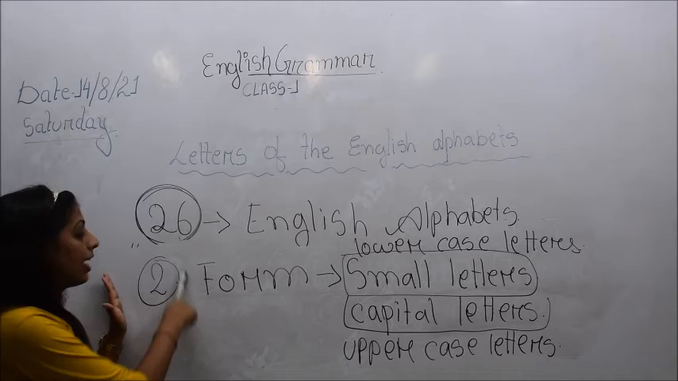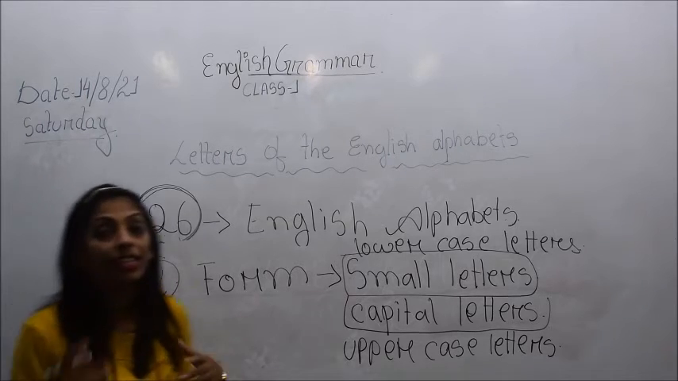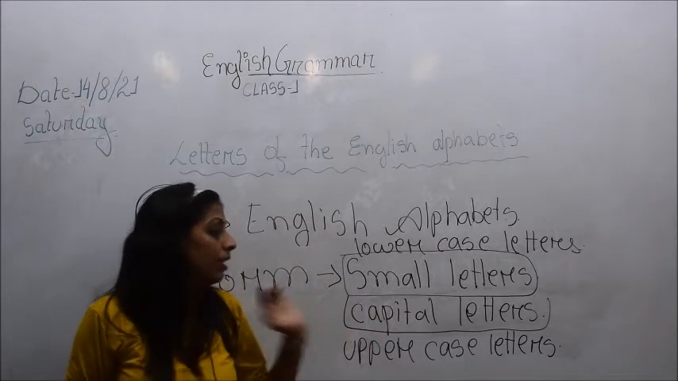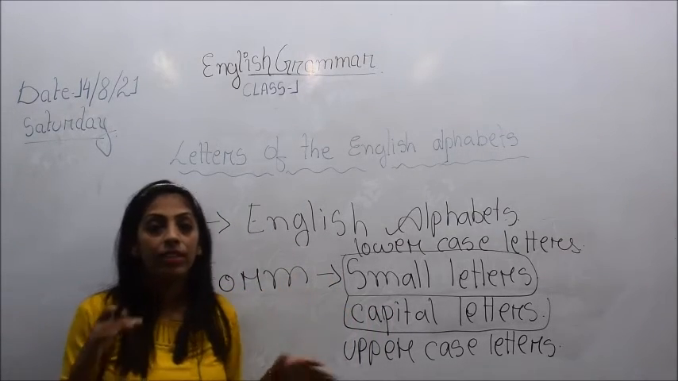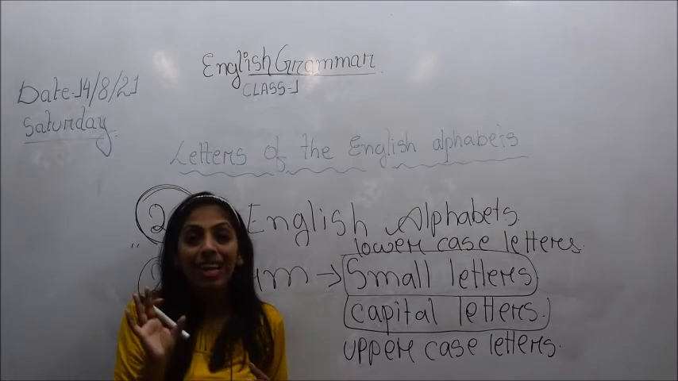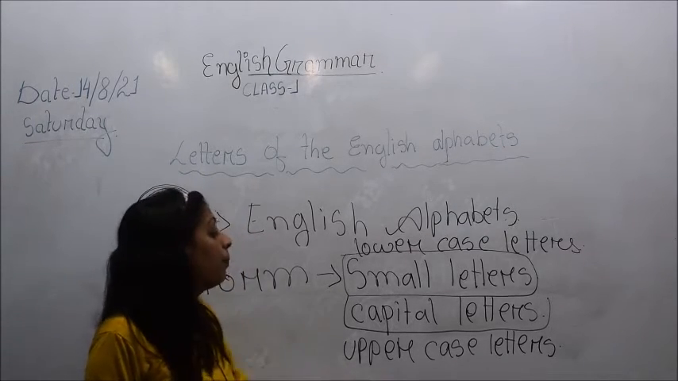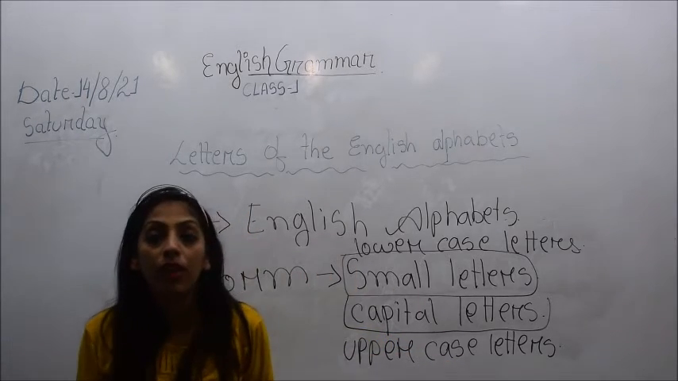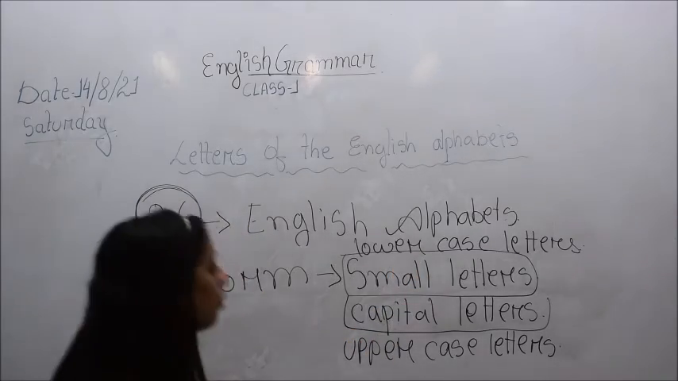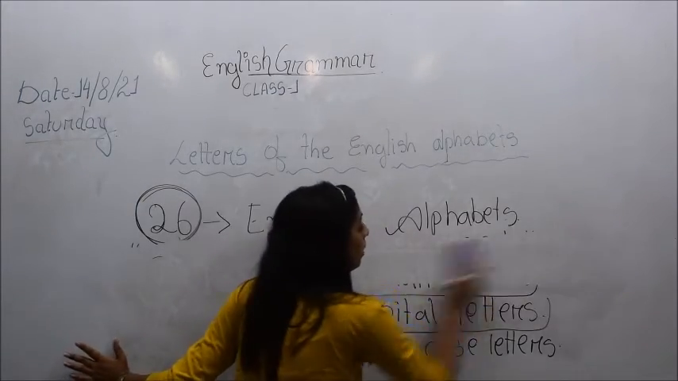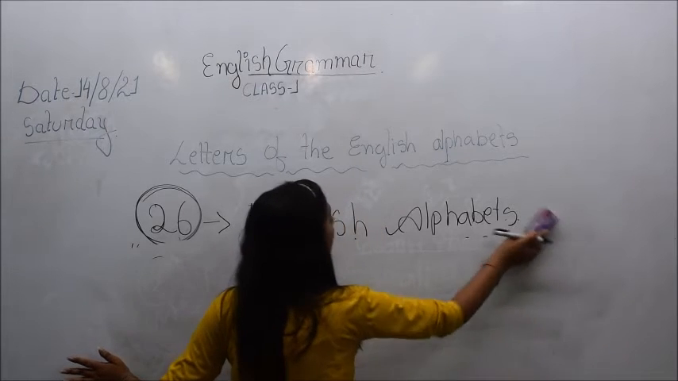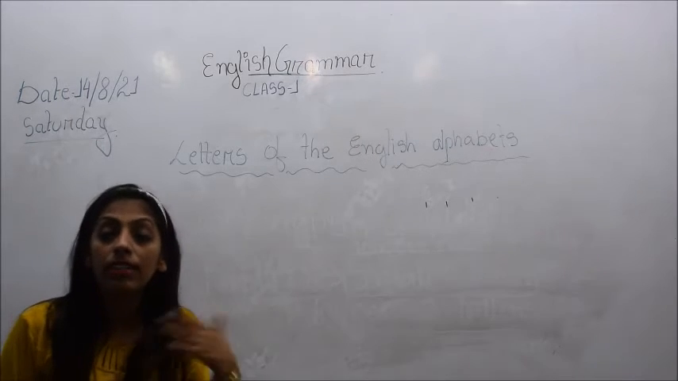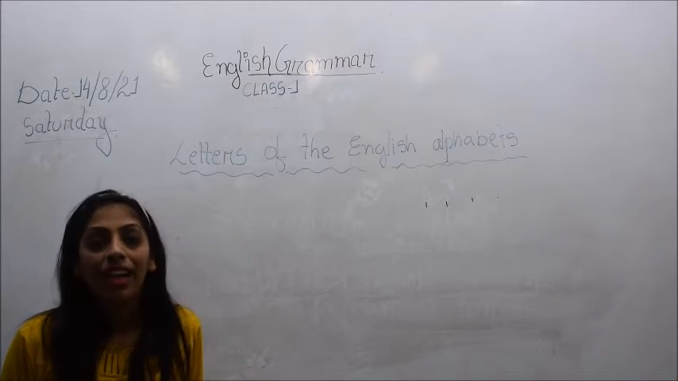So children, you should not get confused, okay, that English alphabets can be written in two forms. You look into the board, it can be written in small letters and also in capital letters. But now this capital letter is also called what? Uppercase letters, okay, and the small letters are also called what? Lowercase letters. Okay, so now we will see how the capital letters or the uppercase letters are written, and how the small letters or the lowercase letters are written.